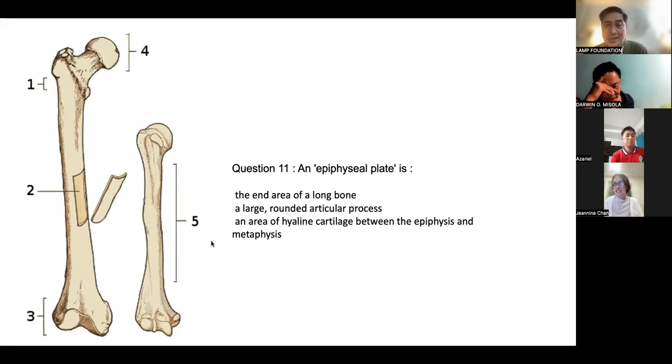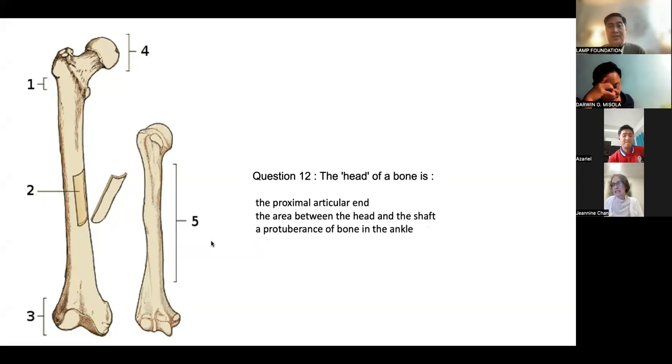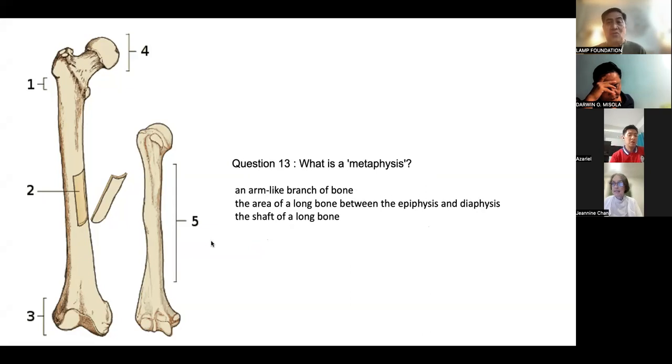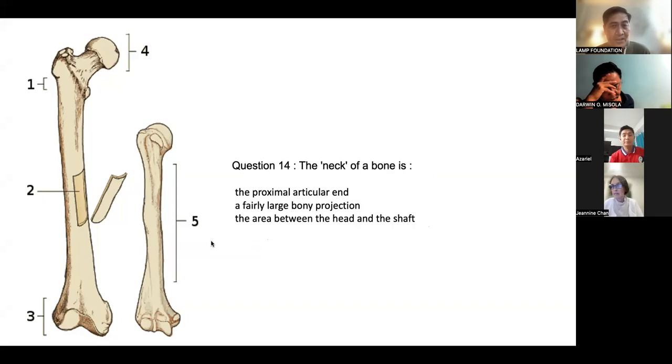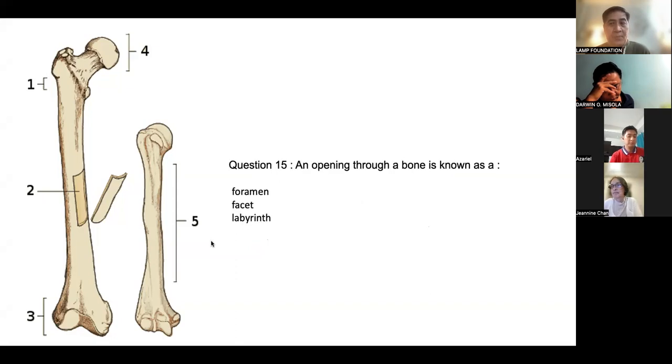Okay, you Google this. You should know how this looks like. The head of a bone is the proximal articular end. What is a metaphysis? The area of a long bone between the epiphysis and the diaphysis. The neck of a bone is the area between the head and the shaft. An opening through a bone is known as a foramen. Okay. Thank you very much, Janine.